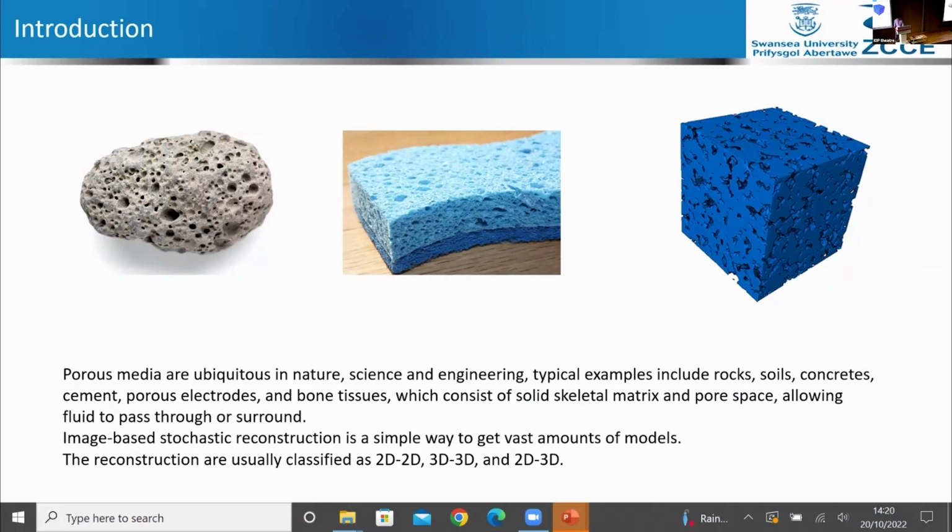And image-based reconstruction is a simple way to get a vast amount of models, because in reality, it's always hard to get real high quality CT scanner images from open source assessment or from CT. We may need to queue a long time to get a CT scanner. And the reconstruction methods are usually classified as 2D to 2D, 3D to 3D, or 2D to 3D.